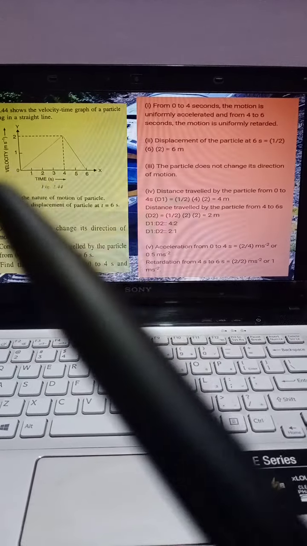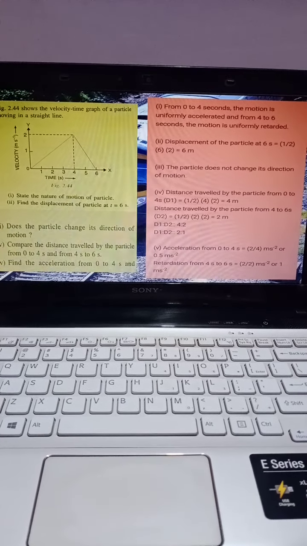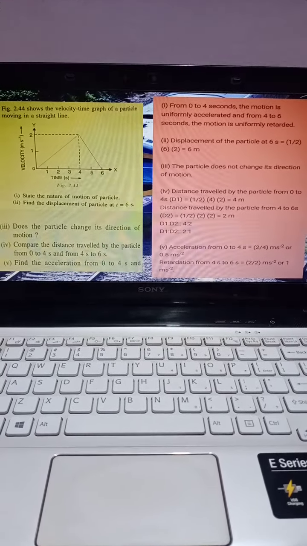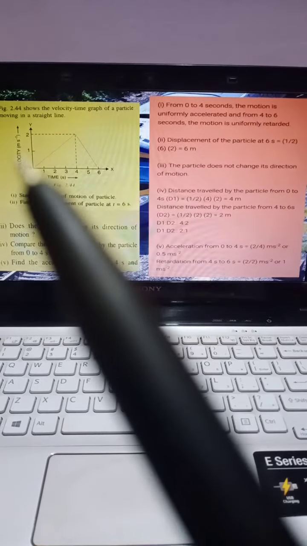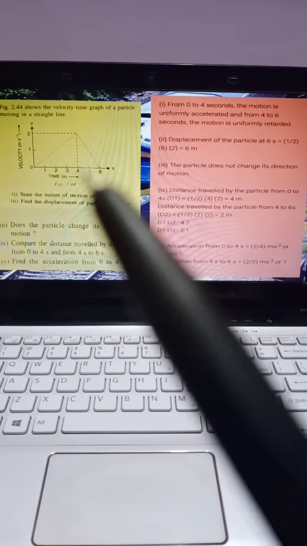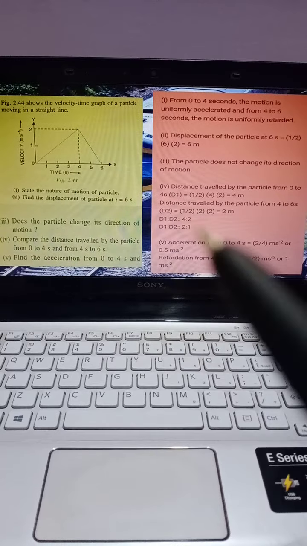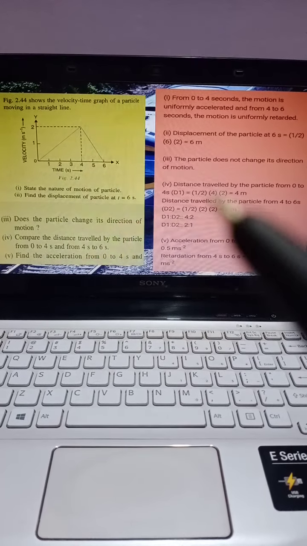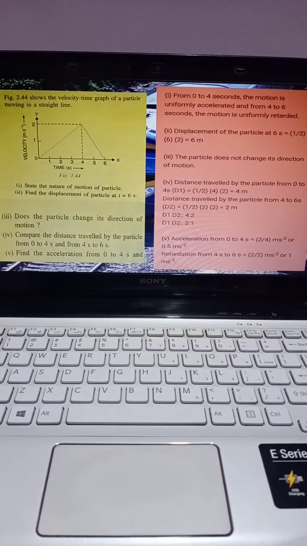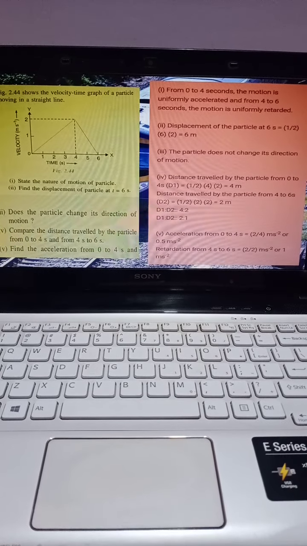From 0 to 6 we can observe that we got one triangle. To find out the displacement, we are going to find out the area of this triangle, half base into altitude. This is the base, and from here to here this is the altitude. So half into 4 into 2. So the distance traveled by this object becomes 4 meter.